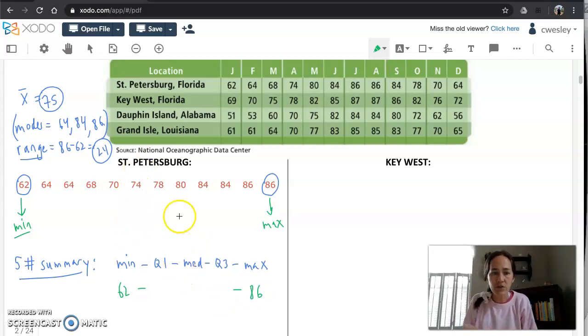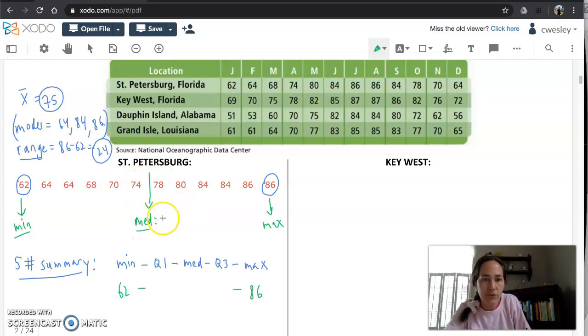Now for the median, right? Let's go right in the middle. So out of 12 values, let's cut the set straight in half. The median is the average of the 2 middle values. So I'll put MED for median, and then it's going to be the average of 74 and 78. So we'll say 76 is going to be your Q2 or your median, 76.